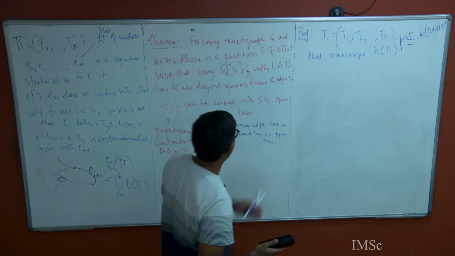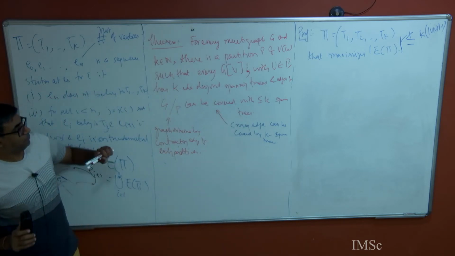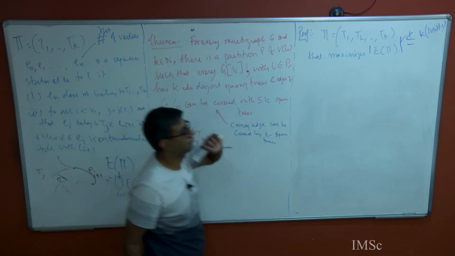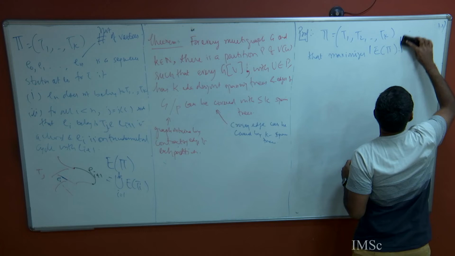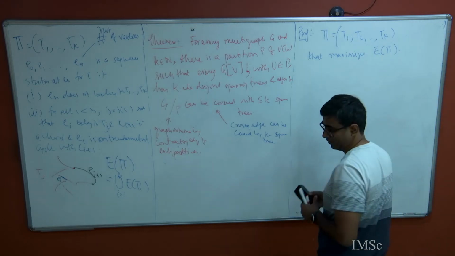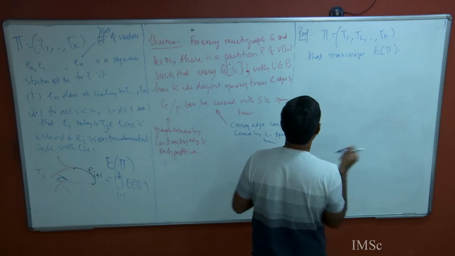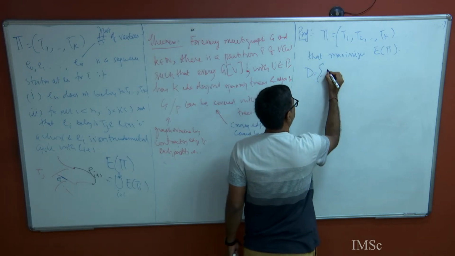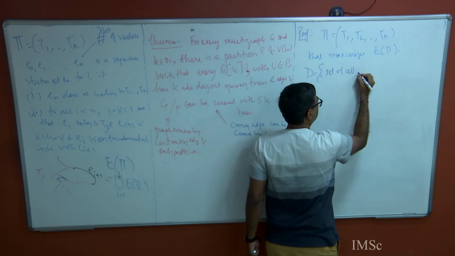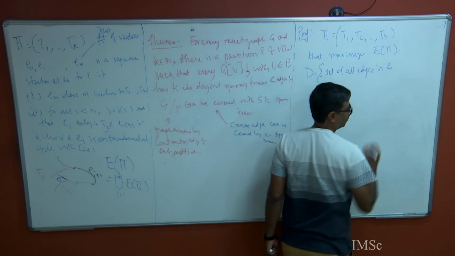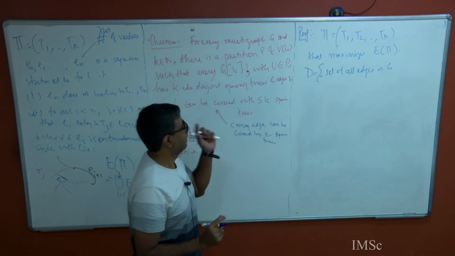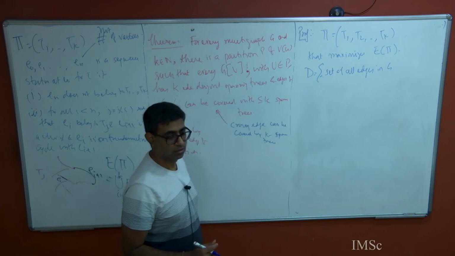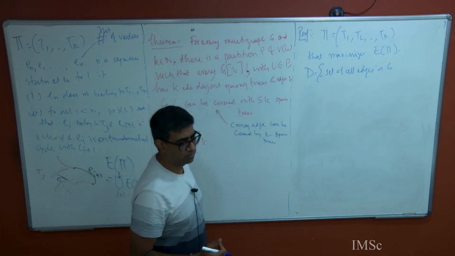But does it give any clue where we are going to get these partitions from? Now the proof defines a very funky thing. What is D? The set of all edges in G that start... Are these pis spanning trees? Yes, they're spanning trees.